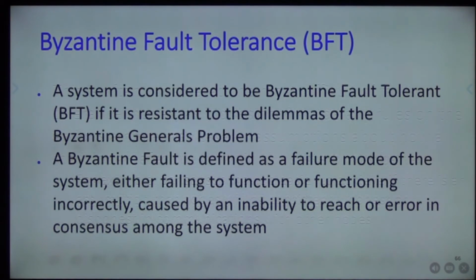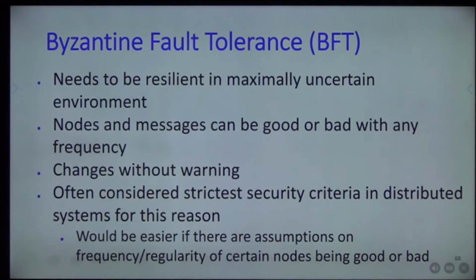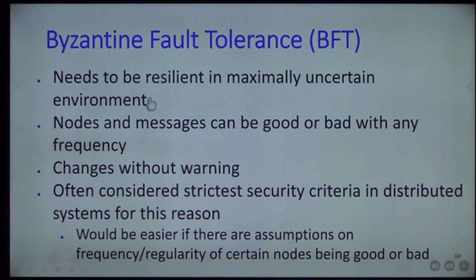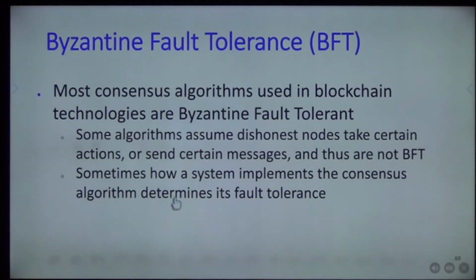See, so this is a very integral part, so you can read through these. I've just added this text. So it needs to be resilient in a maximally uncertain environment. Nodes and messages can be good or bad with any frequency. So you can still imagine that there may be some bad actors. Changes without warning, often considered strictly security criteria, and a distributed system for this reason would be easier if there are assumptions. Most consensus algorithms used in blockchain technology are Byzantine fault tolerant. They got to be Byzantine fault tolerant.